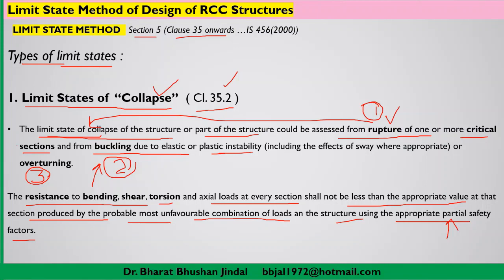So limit state of collapse means we will be designing a structure so that it can resist the bending, shear, torsion at any section due to any adverse type of combination of loads. So our structure will never fail because we are treating it before any type of failure is possible.